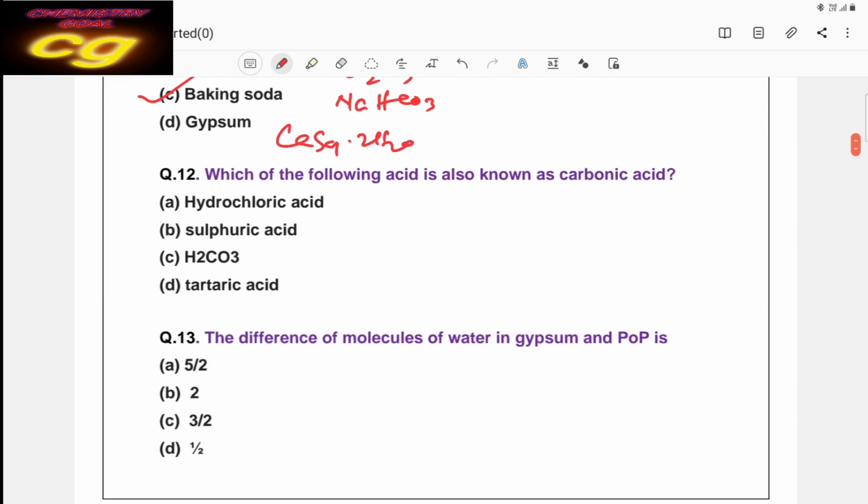Then question number 12: which of the following acids is also known as carbonic acid? Answer is H2CO3.